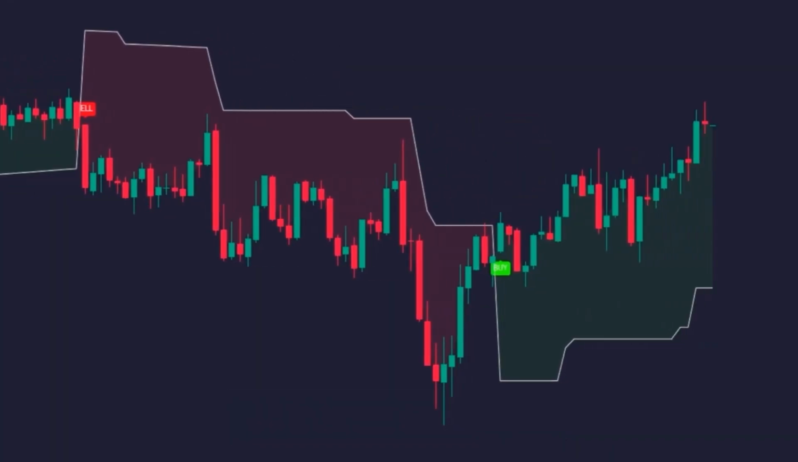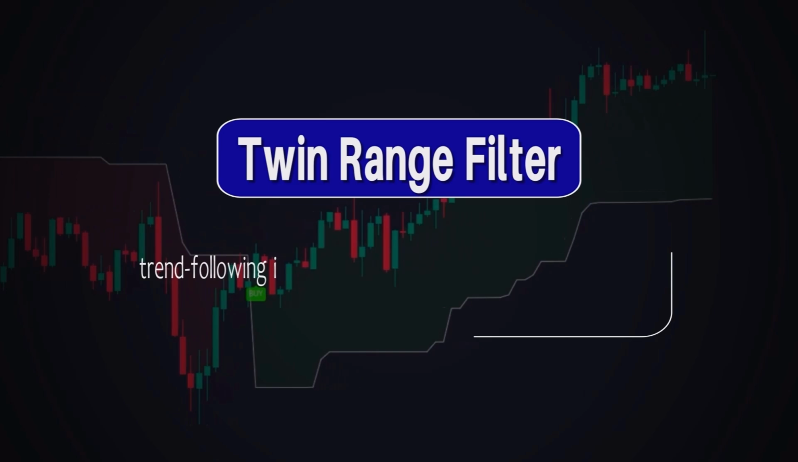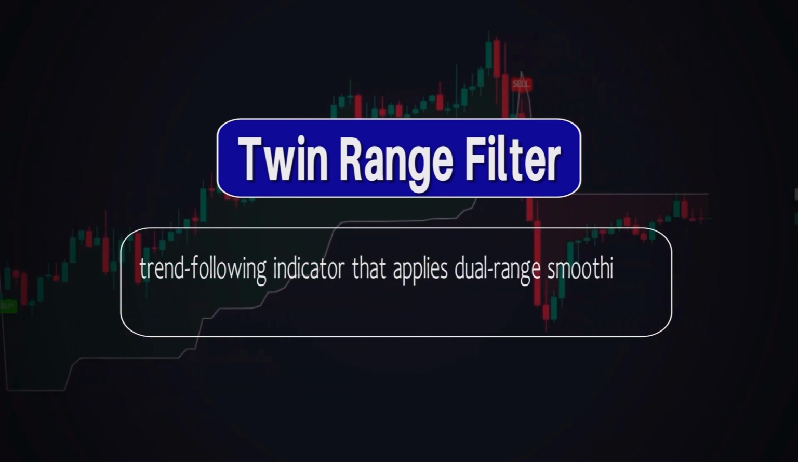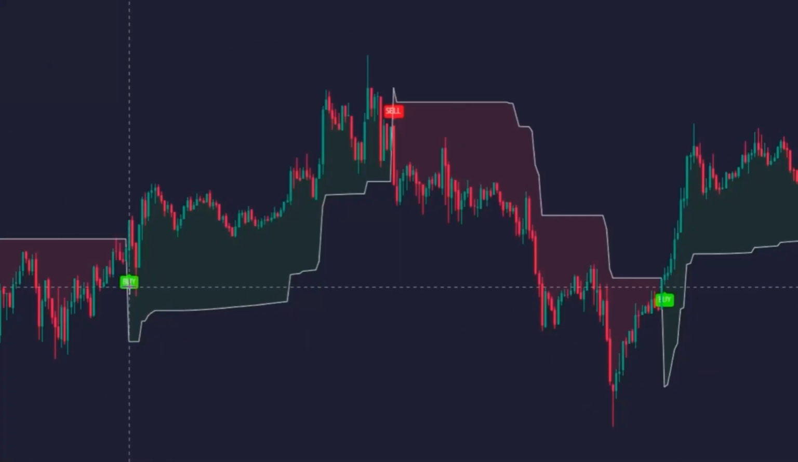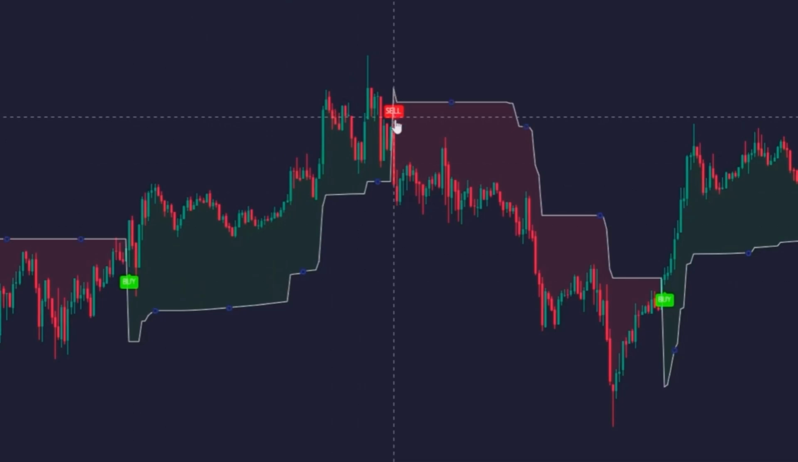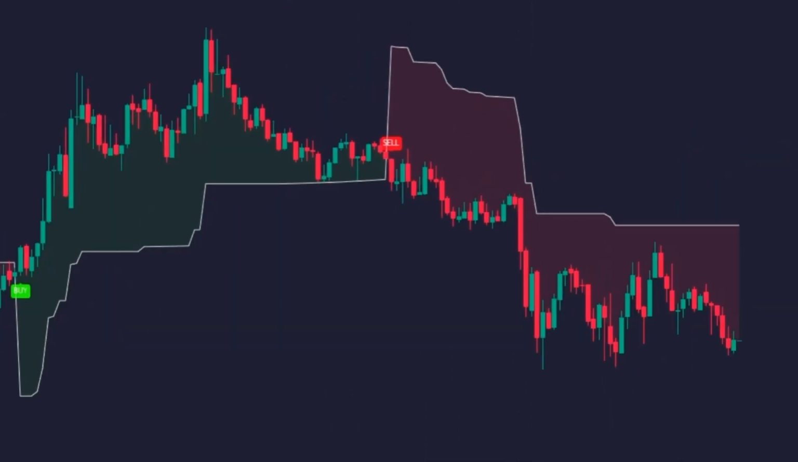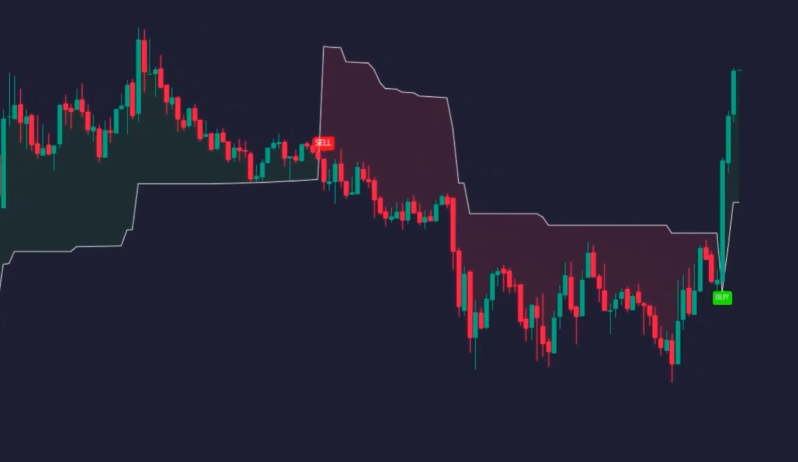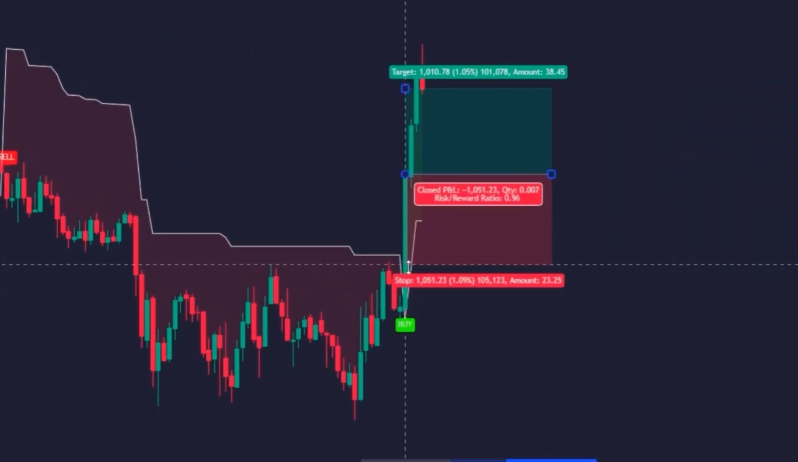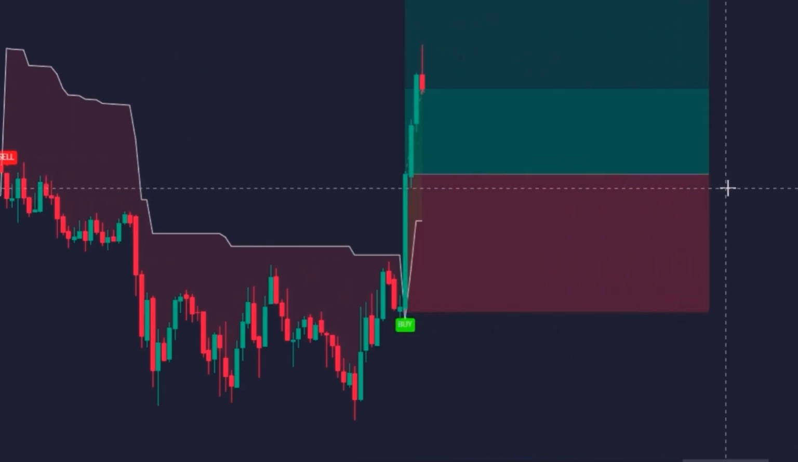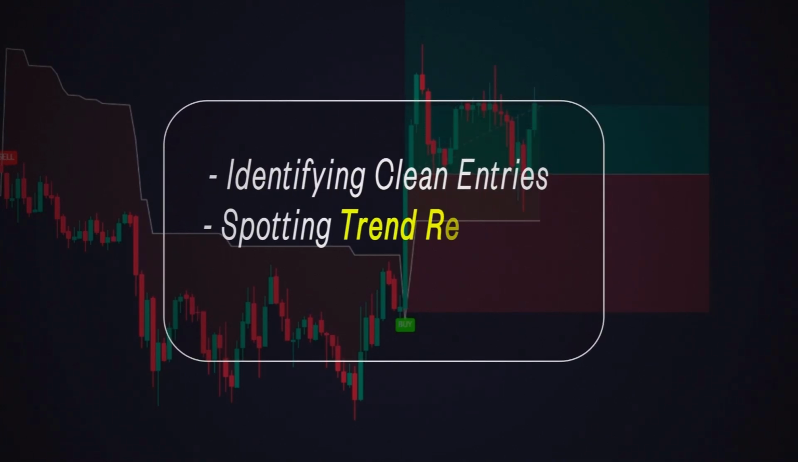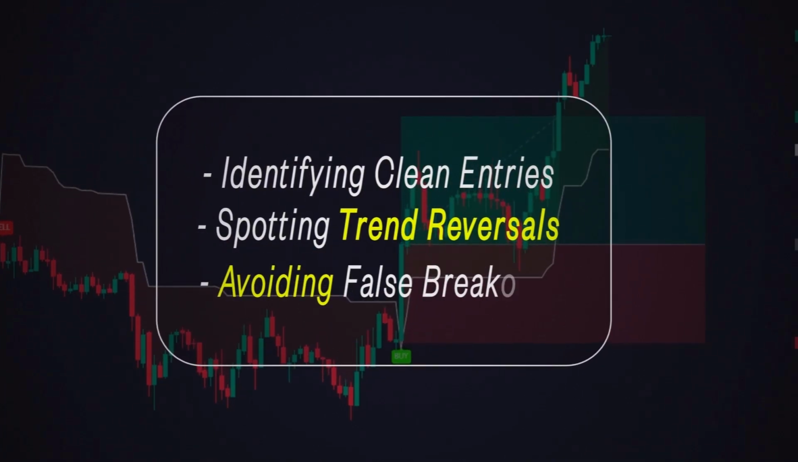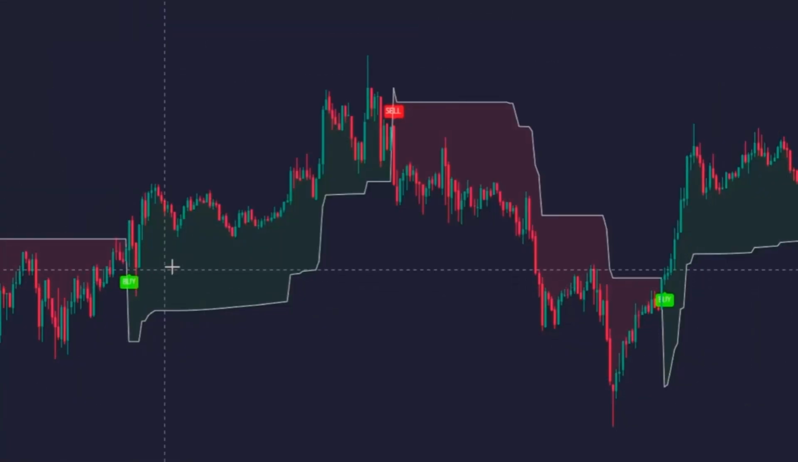The Twin Range Filter is a trend-following indicator that applies dual-range smoothing to eliminate market noise and highlight the trend direction. It plots dynamic buy and sell signals directly on the chart, focusing on significant price shifts while filtering out low-impact fluctuations. This makes it highly effective for identifying clean entries, spotting early trend reversals, and avoiding false breakouts. Overall, it's clean, simple, and surprisingly powerful.